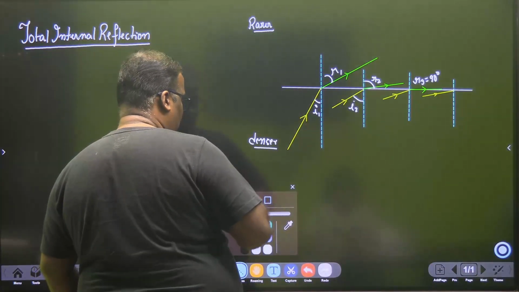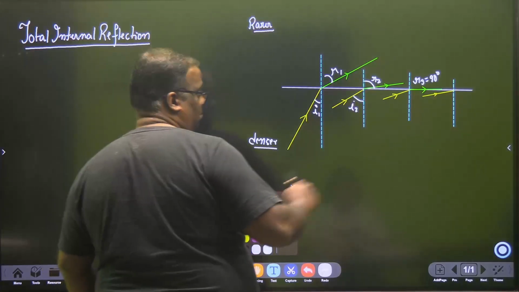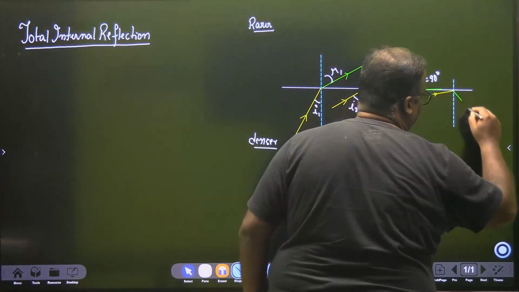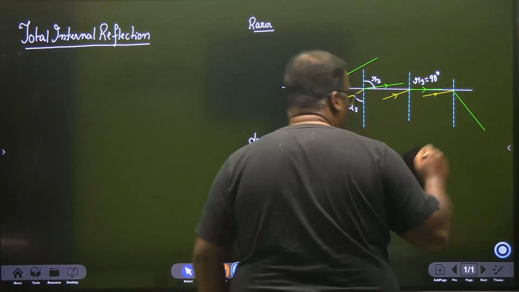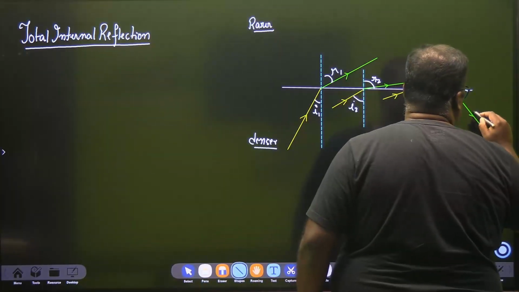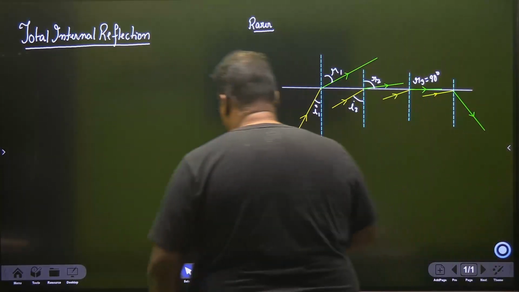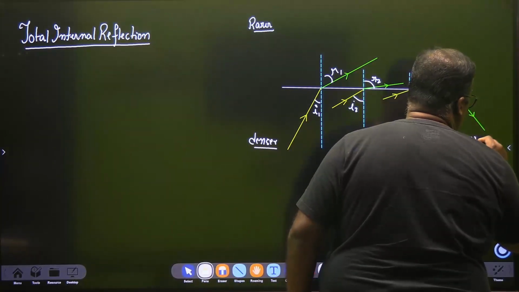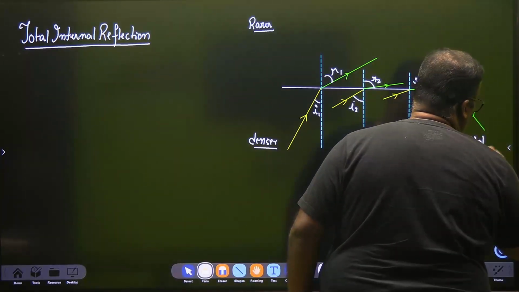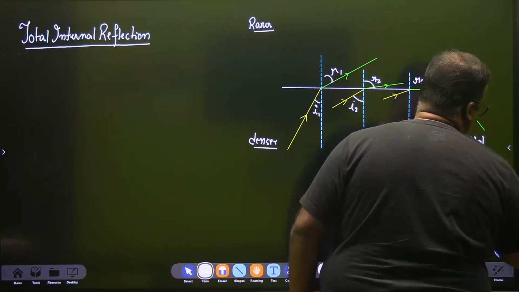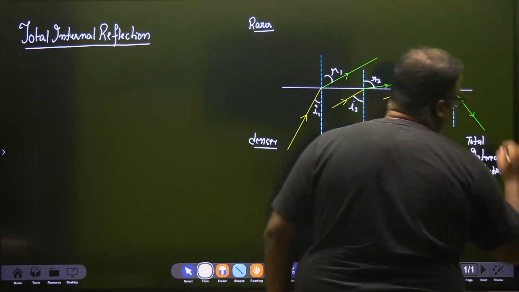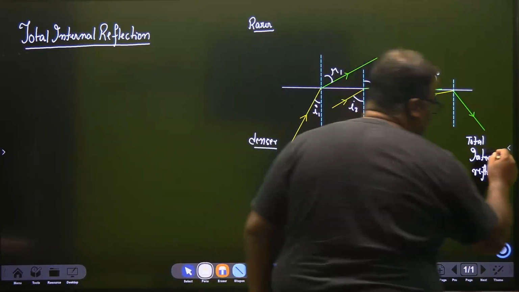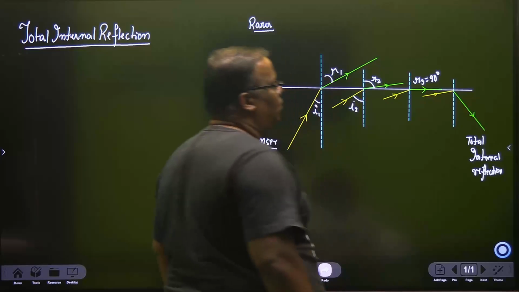In fact, whatever ray is there, that ray completely comes back inside. Now I won't call this a refracted ray. This has become a reflected ray. Okay, this is known as total internal reflection.